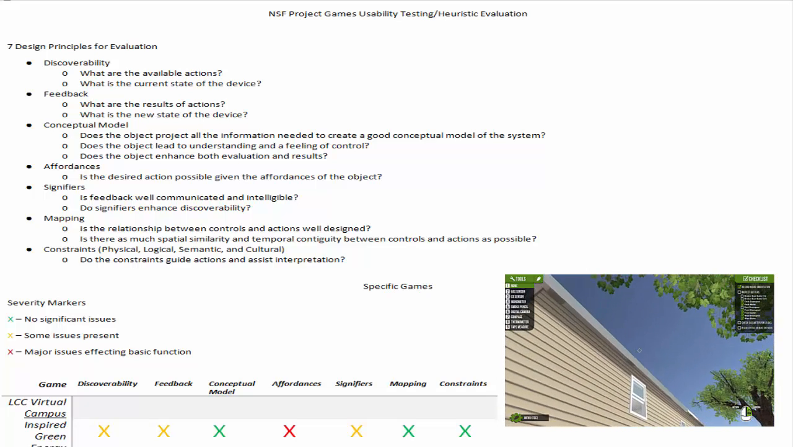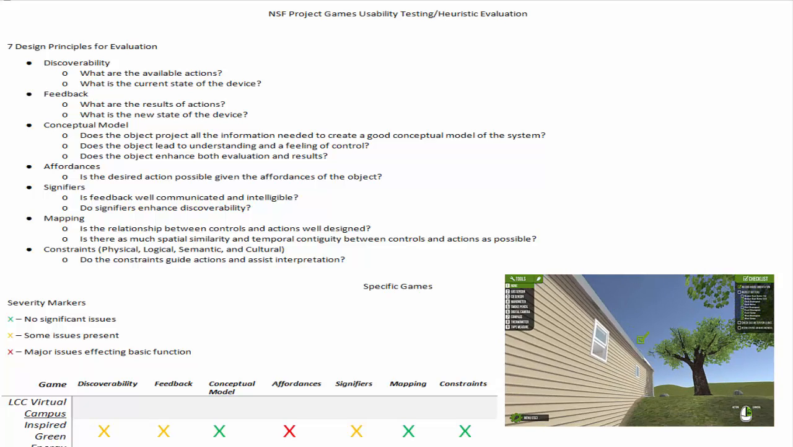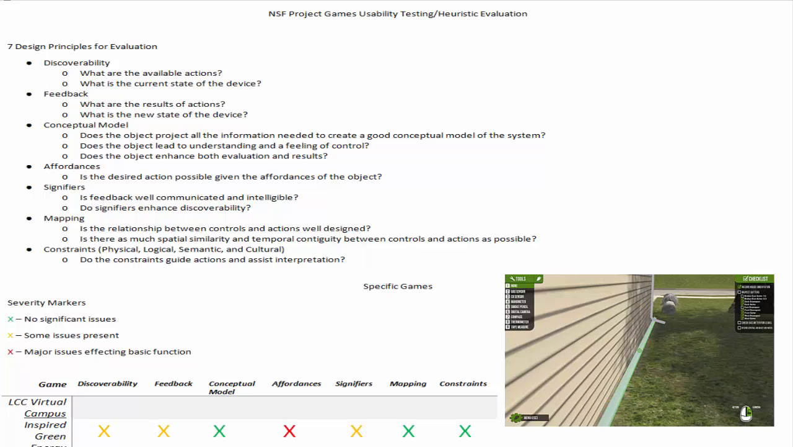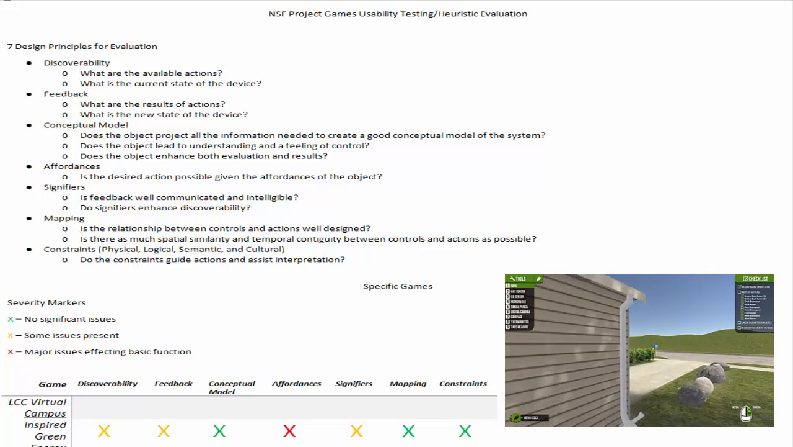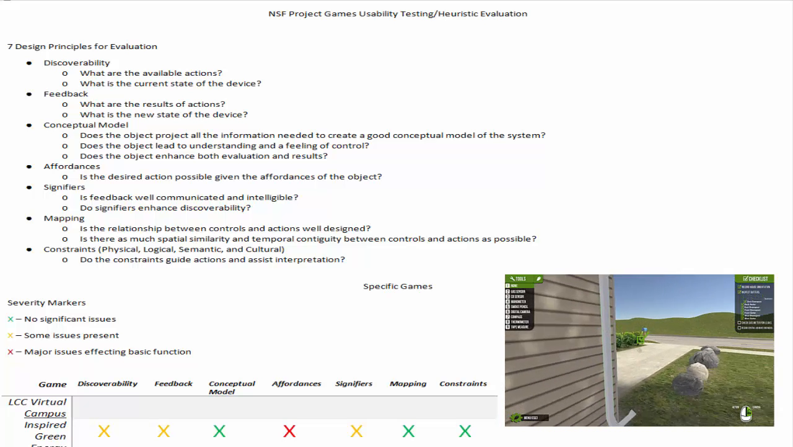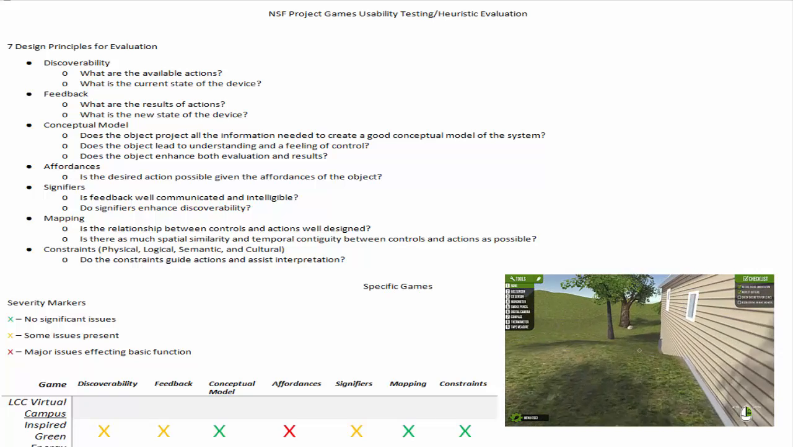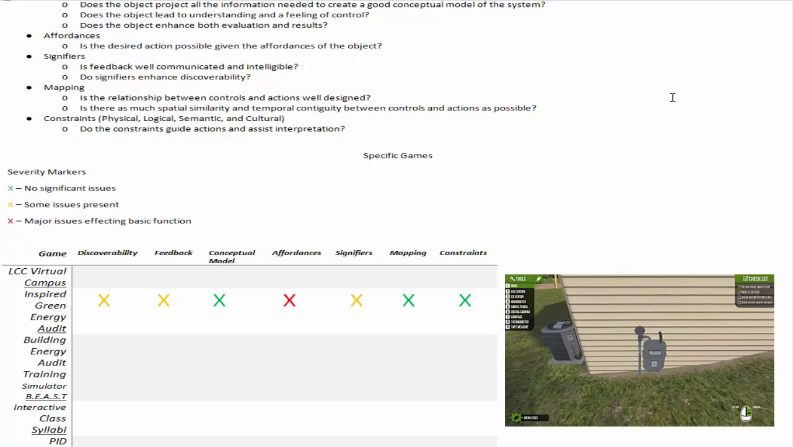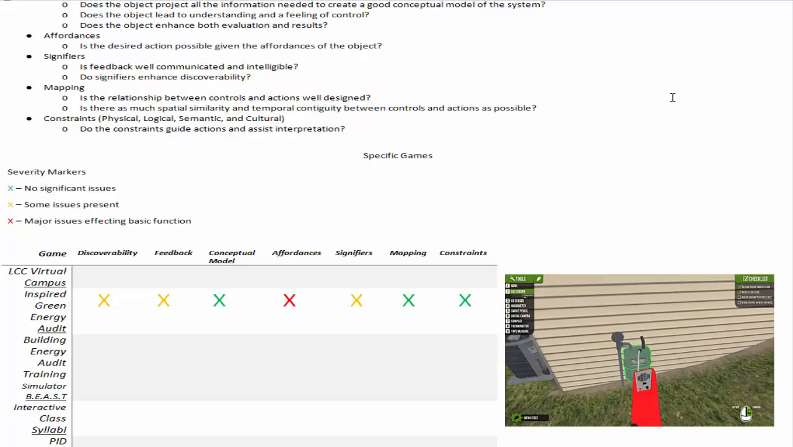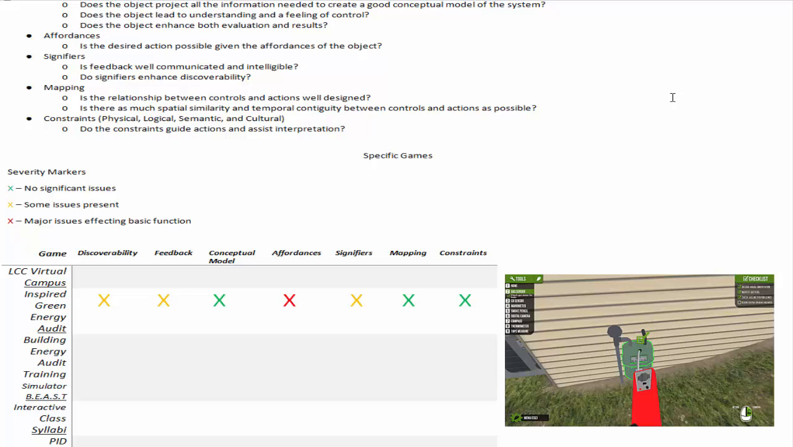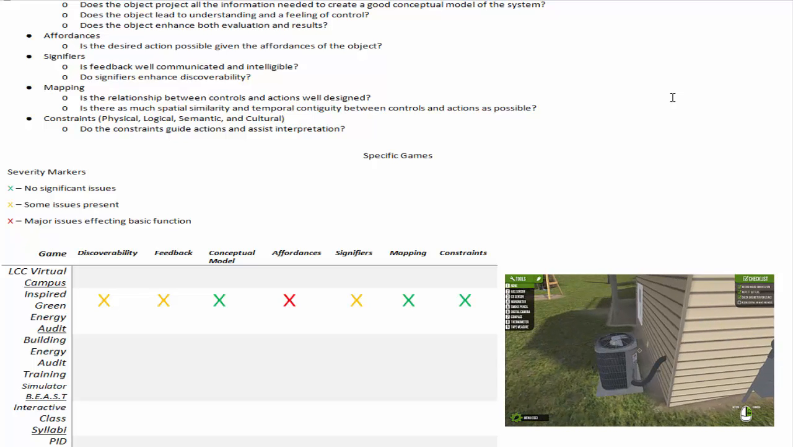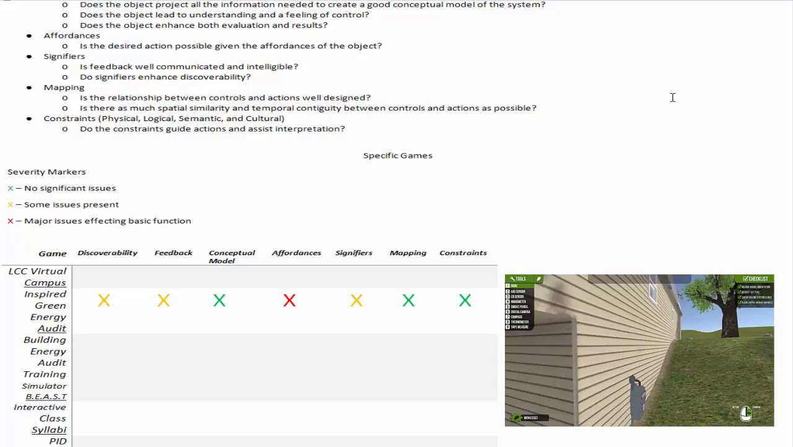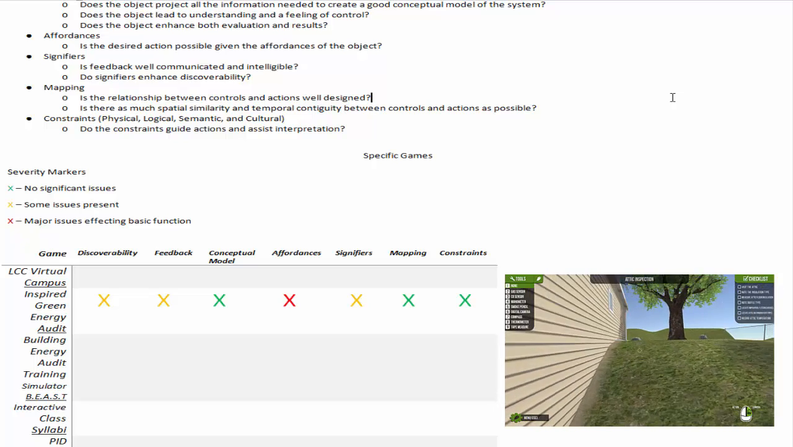I decided to use Don Norman's 7 design principles from his book, The Psychology of Everyday Things, because this evaluation was done partway through development of the game, and it seemed that those design principles would make it easier to help determine what changes would need to be made before the game was finished. I used a very simple heuristic evaluation measurement of no significant issues, some issues present, and then major issues that were affecting the basic function of the game to help the programmers prioritize which problems they were going to tackle first.